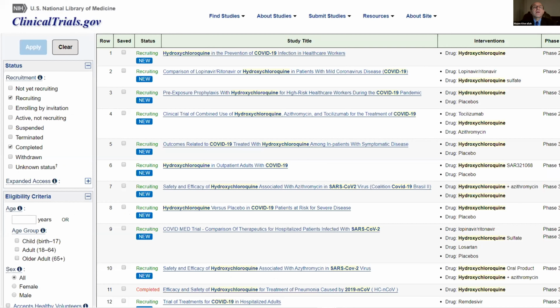If you go to clinicaltrials.gov and you put in hydroxychloroquine, you're going to get 18 different studies looking at using this medication in different settings of COVID-19.